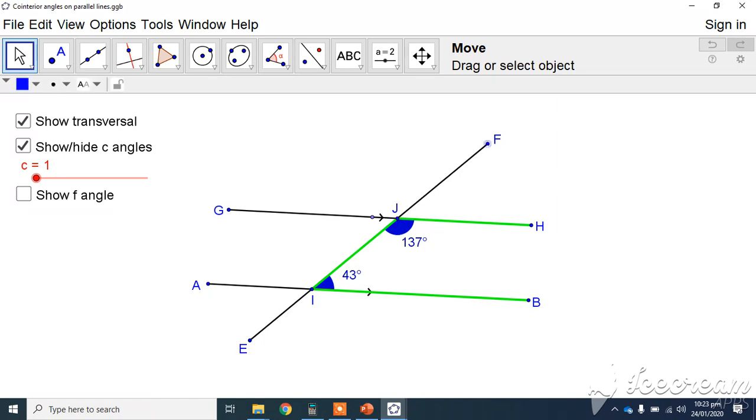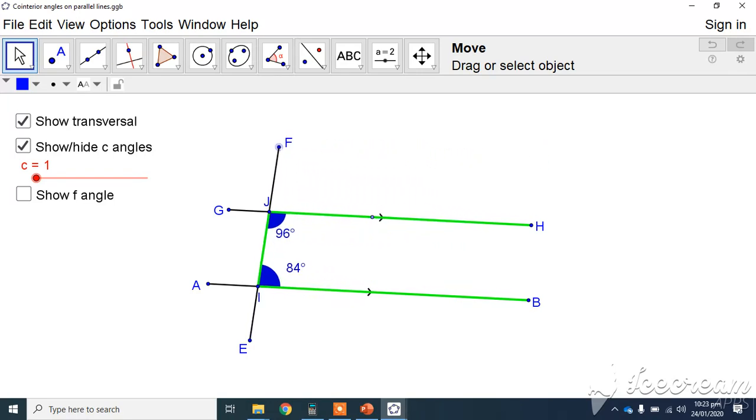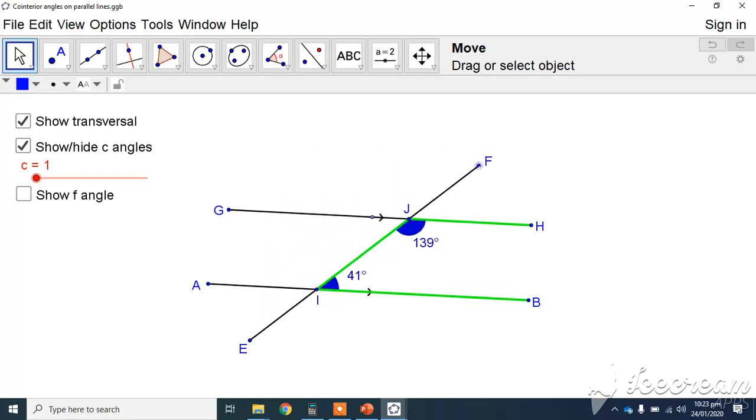All right, and again, I could play around with my transversal and I could change the shape of this here, and you can see that they are always adding up to 180 degrees. They are often nicknamed C angles. I hope you can see, I love that joke. Hope you can see a C in here. Co-interior angles are nicknamed C angles.